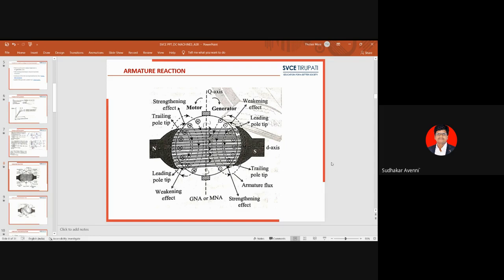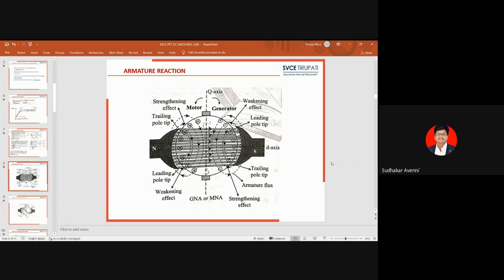In motors, with the opposite direction of rotation, the demagnetization effect takes place at the leading pole tip. It's a very, very important question. See here, there will also be some questions on the GNA and MNA axes. What is meant by the GNA axis? GNA is the geometrically neutral axis. MNA is the magnetically neutral axis.